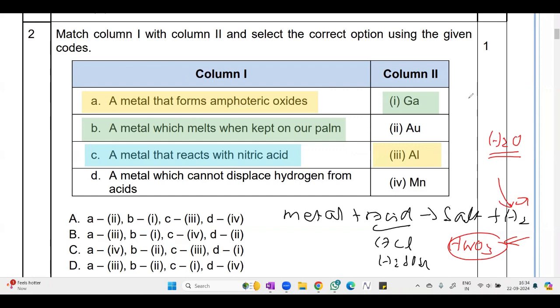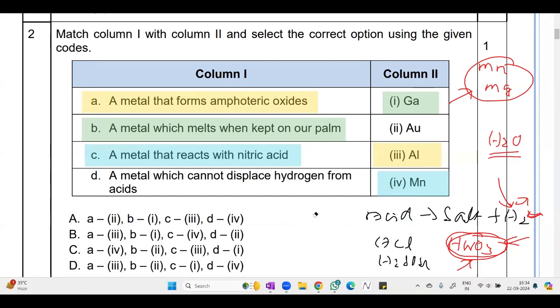But there are exceptions. Two metals, manganese and magnesium, react with very dilute nitric acid. That's an exception to the exception. Magnesium and manganese are two such metals which can react with very dilute nitric acid to produce hydrogen gas. From magnesium and manganese, I can see one option is given here, manganese. The second such metal is magnesium.